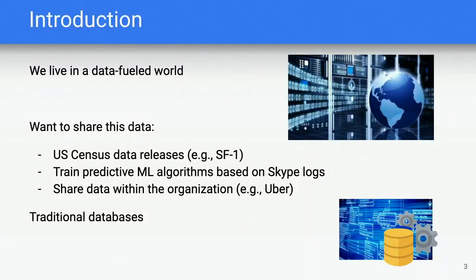So we live in a world where we're powered by data, and from our phone, we get notifications about our flight and so on. And generally, we have organizations that collect data about individuals, and release data based on this. The organizations either release data, or they use the data to create services with great value, like when we have predictive machine learning algorithms, right? And usually, this data resides in traditional databases.